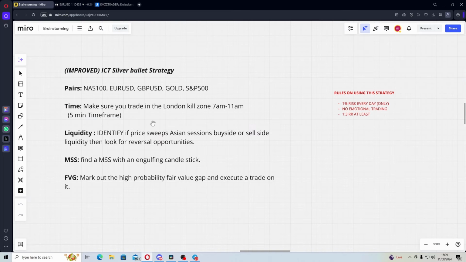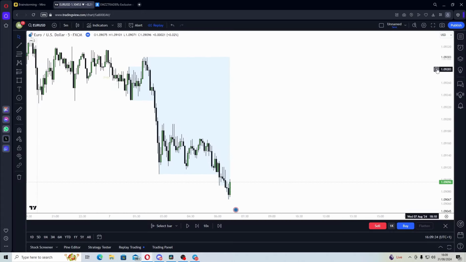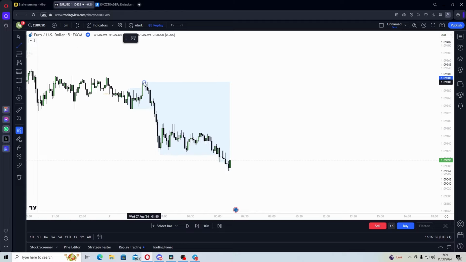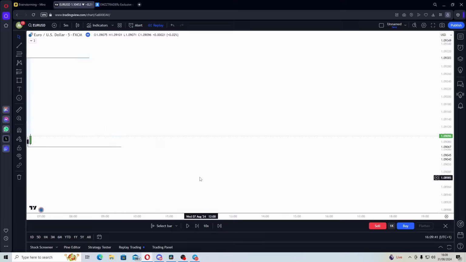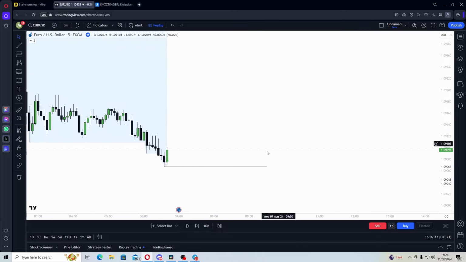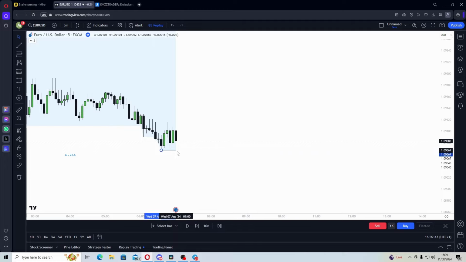First off, identifying if price sweeps Asian session's buy side or sell side liquidity, then we look for the reversal opportunities, all right? So you can see right here that the highs are here and the lows are right here, okay? It's going more towards the lows right now, so I'm predicting that's going to take out the lows, but we're going to see right here, okay? You can see if I play price forward, okay, there we go. Just the lows have been swept right there, okay?